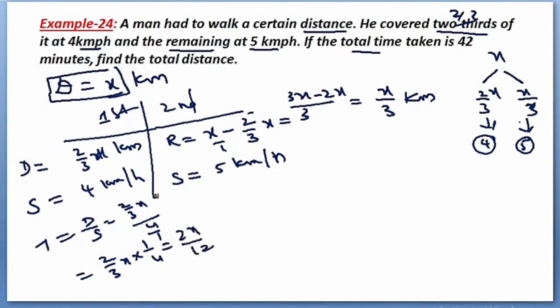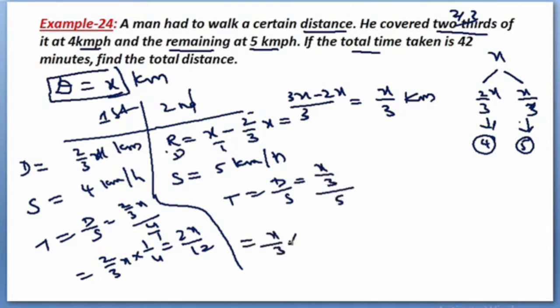You should take the reciprocal of the denominator, so 2 by 3 of x into 1 by 4, which is equal to 2x by 12. Then in the next case, time is equal to distance by speed. This is the remaining distance, so that is equal to x by 3 by 5. The next will become x by 3 into 1 by 5, that is equal to x by 15 hours. So you should take time in hours. Why? Because the speed is in kilometers per hour.